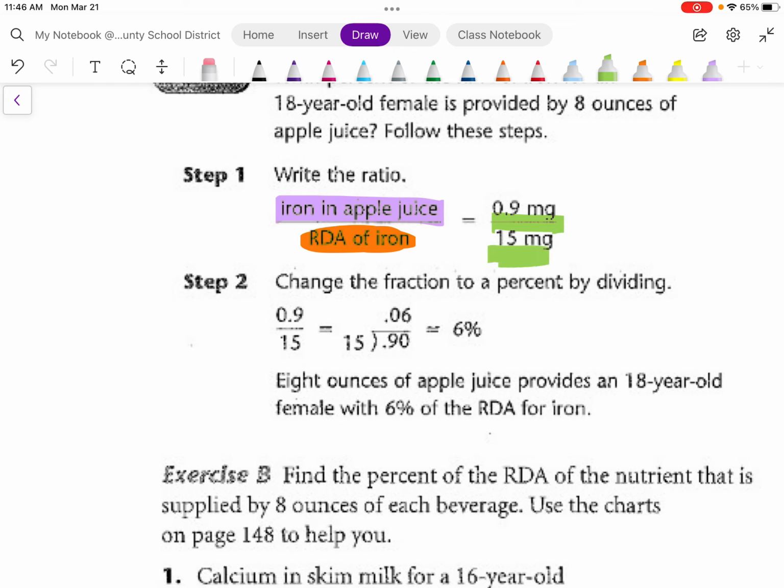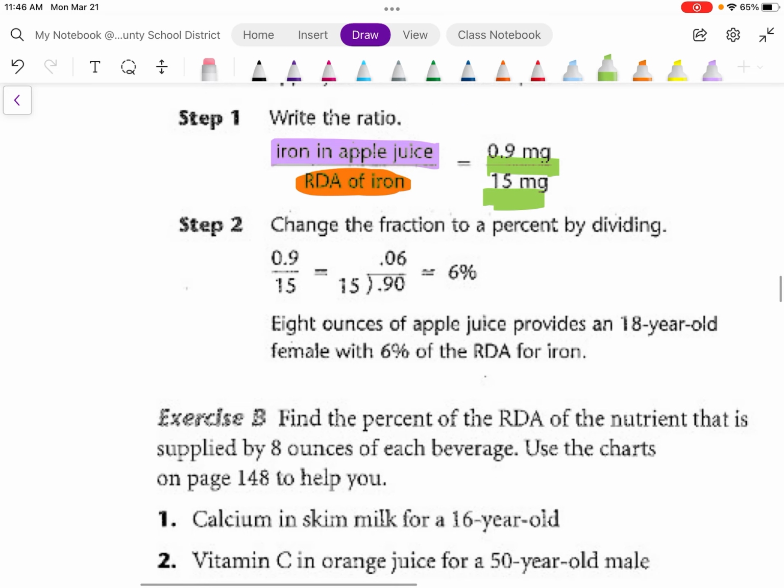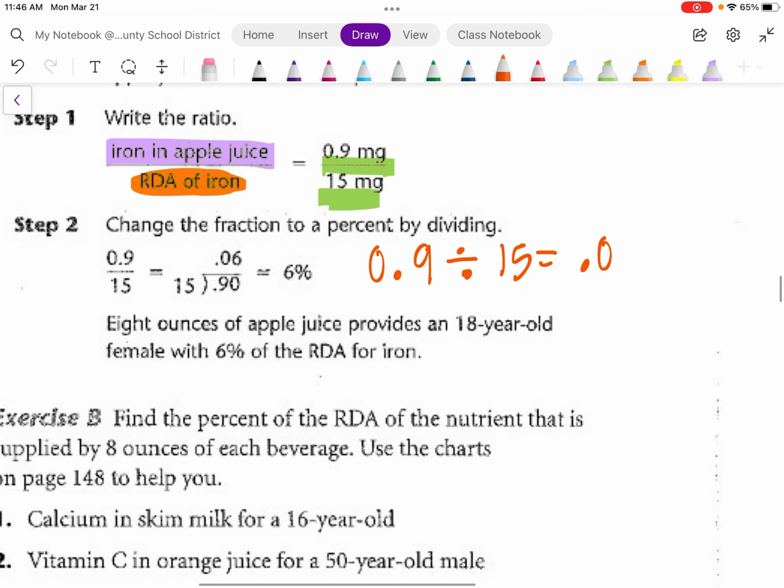We're going to change that fraction to a percent, or you can just literally type in your calculator 0.9 divided by 15, and it's going to give me 0.06, which we know means 6%. So by drinking 8 ounces of apple juice, if I were an 18-year-old female, I've consumed 6% of the recommended intake of iron for me in my age group, okay?